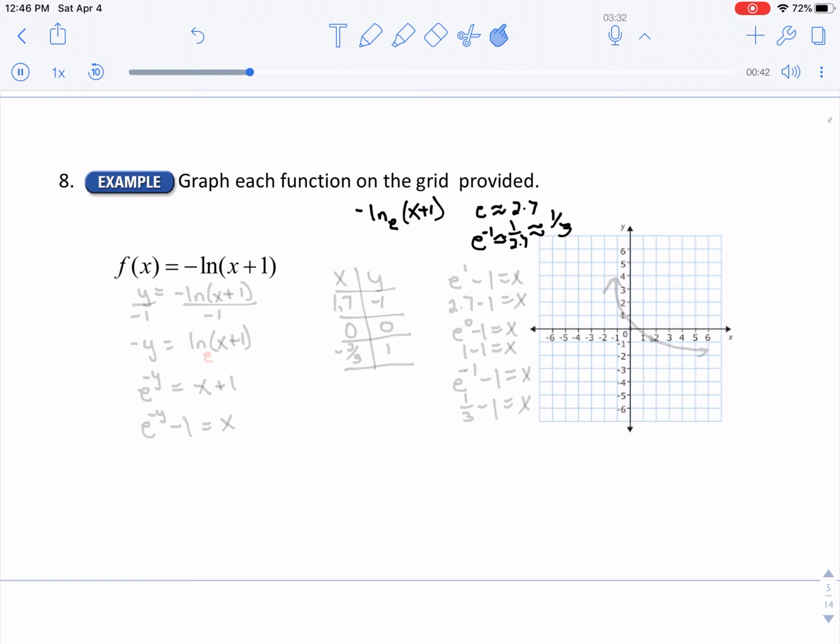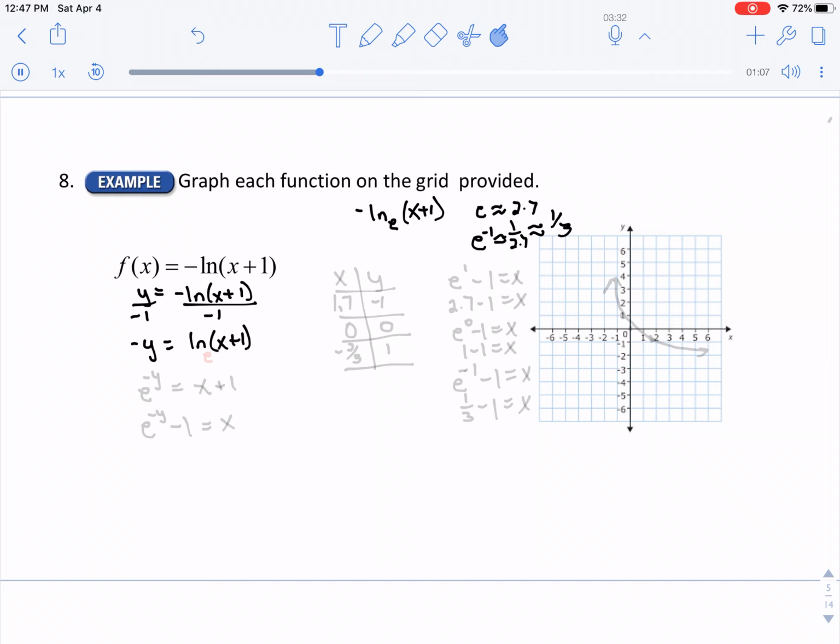So the first thing I'm going to do is take this out of log form and put it in exponential form. So remember, f of x is really just y, so y equals negative ln of x plus 1. Now I have to isolate Ln, so I'm going to divide both sides by a negative 1. So I get negative y, or the opposite of y, equals Ln of x plus 1.